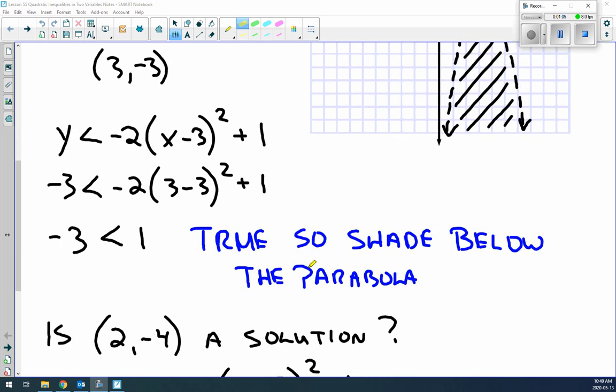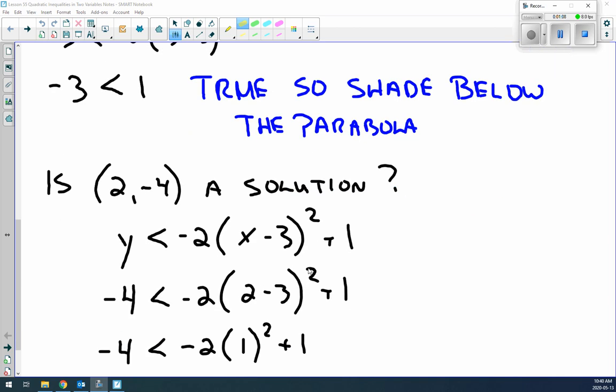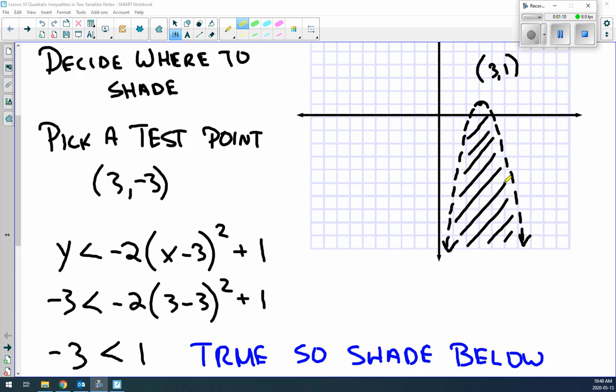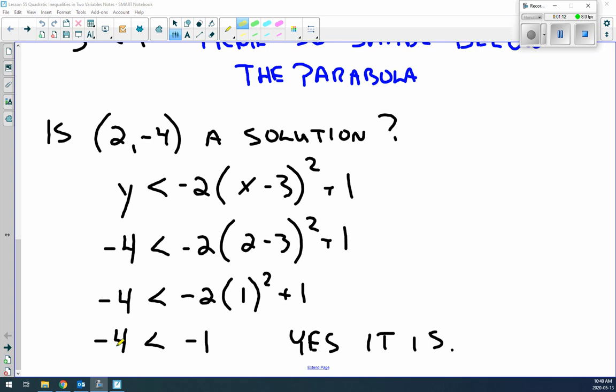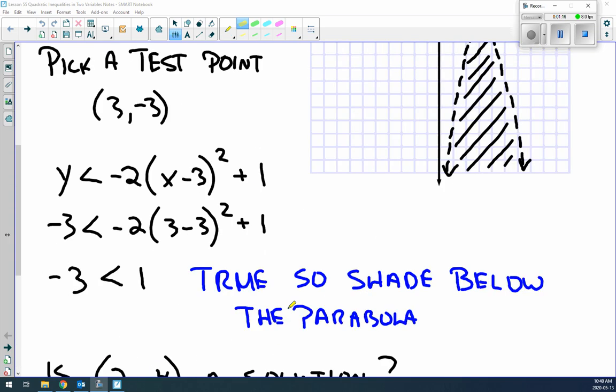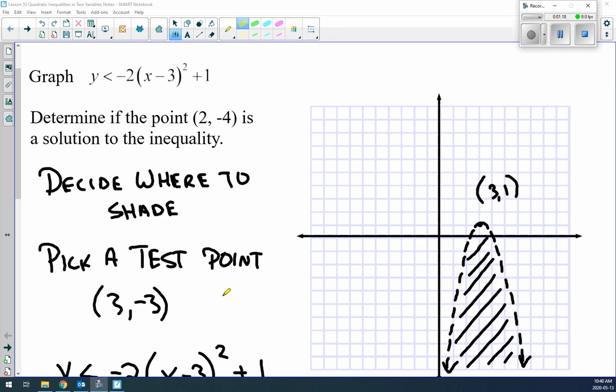So look at the original question. Is (2, -4) a solution? You could plug it in, or you could look at it graphically. It doesn't matter. We plugged it in here, so -4 less than -1. Yes, that's true, so it is a solution. So you can see that. All we're doing is taking all the concepts we've learned so far and applying them to parabolas, basically.